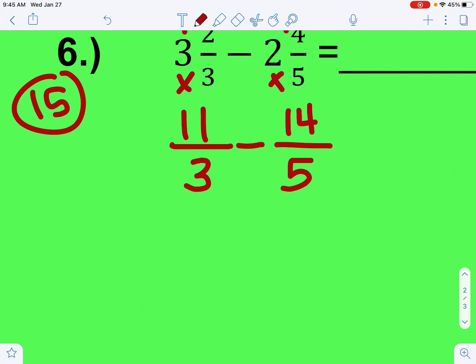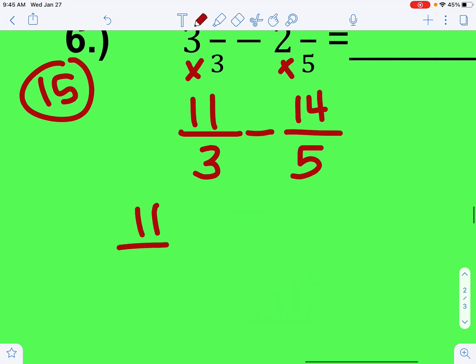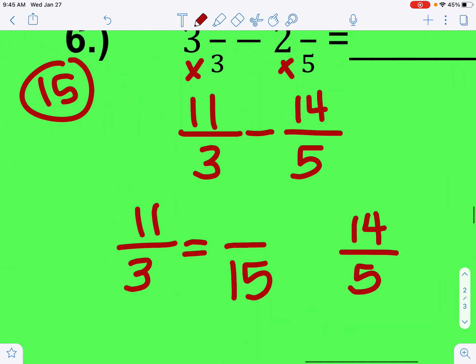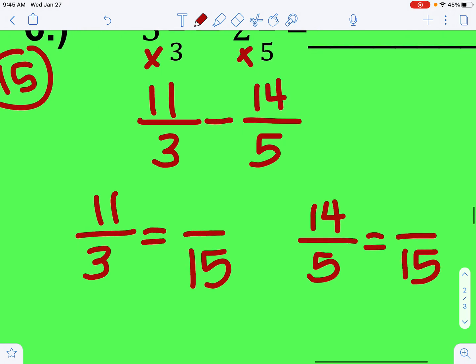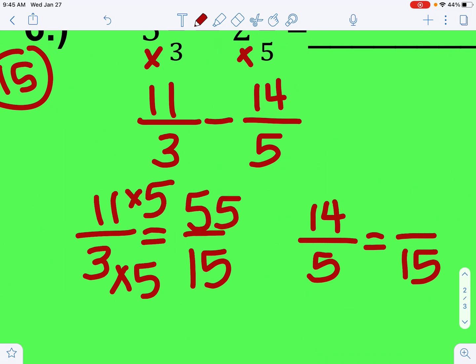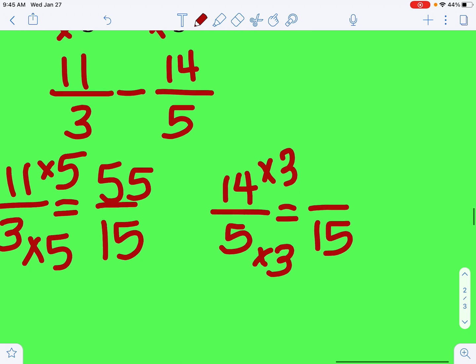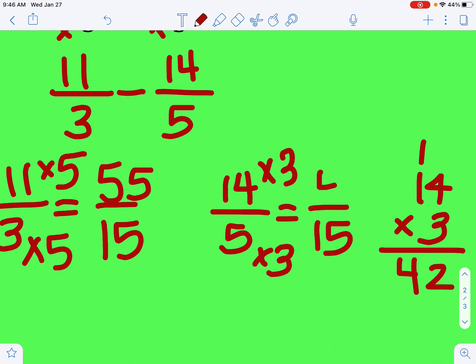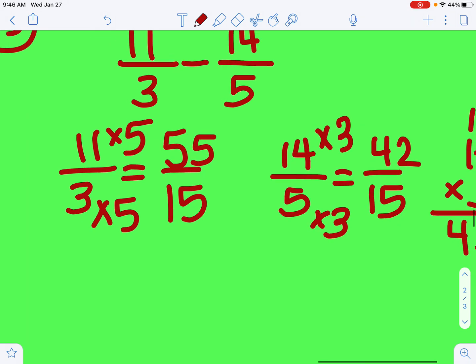Alright, I'm going to erase this. So now we need to change both fractions to have a denominator of 15. Alright, 3 times 5 gives us 15. 11 times 5 gives us 55. 5 times 3 gives us 15. 14 times 3, I don't have that one memorized. 3 times 4 is 12. 3 times 1 is 3, plus 1 is 4, so 42.